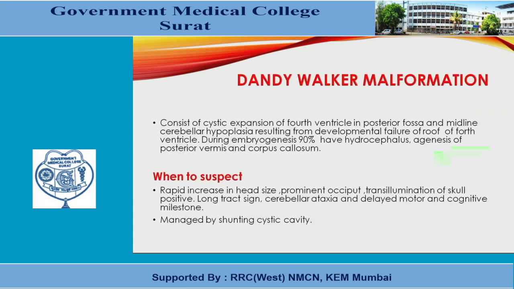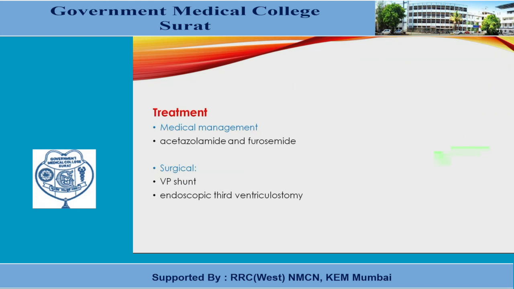Dandy-Walker malformation consists of cystic expansion of the fourth ventricle in the posterior fossa and midline cerebellar hypoplasia, which results from developmental failure of the roof of the fourth ventricle. During embryogenesis, 90% have hydrocephalus and agenesis of the posterior vermis and corpus callosum. There is rapid increase in head size, prominent occiput. Transillumination test of the skull is positive, long tract signs are present, cerebellar ataxia and delayed motor and cognitive milestones are present. They are managed by shunting the cystic cavity.